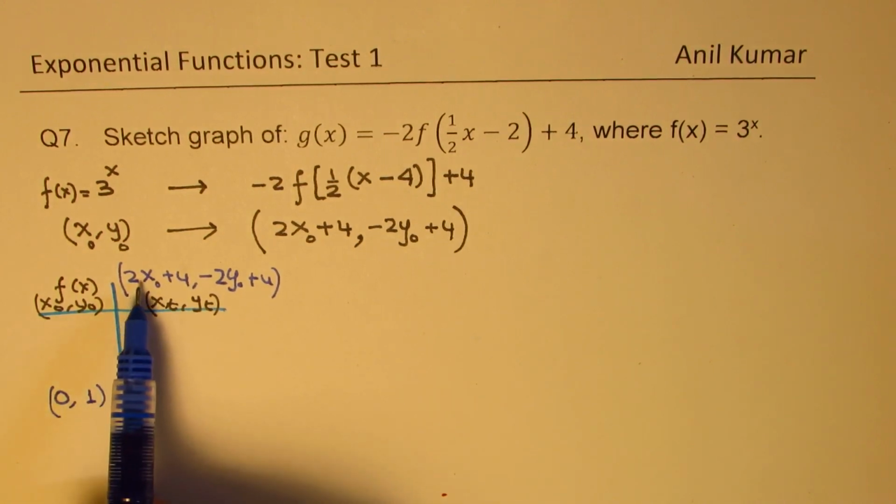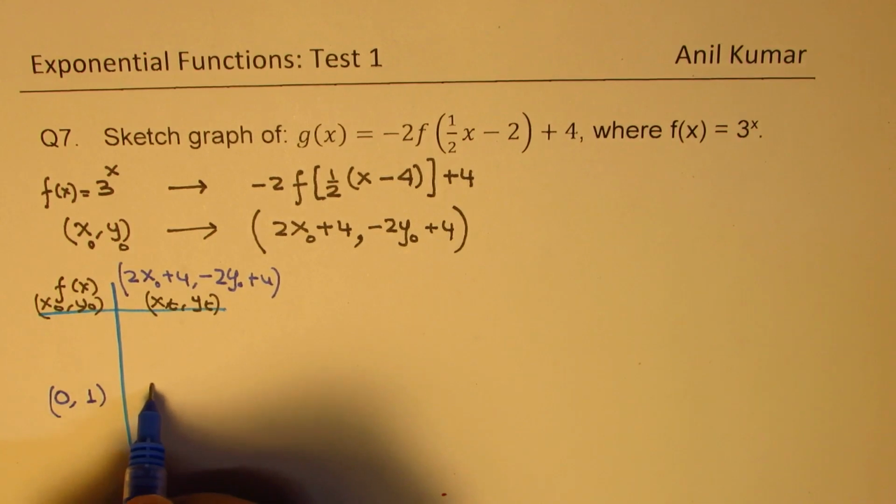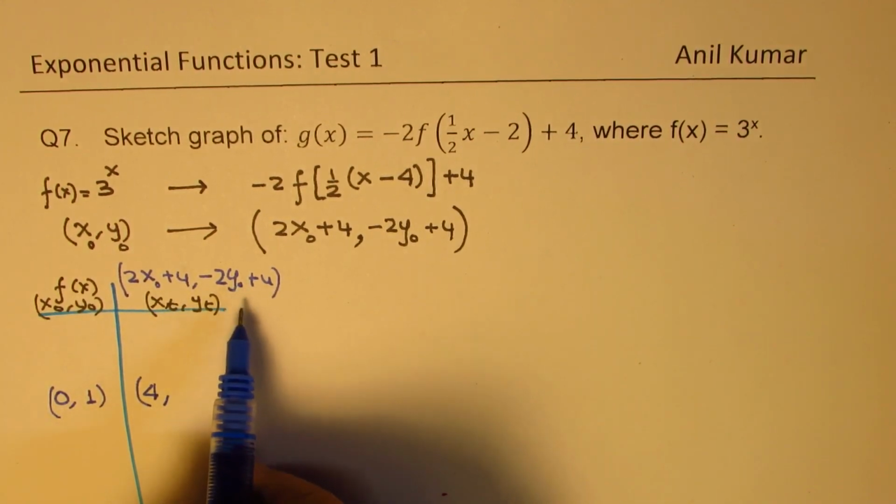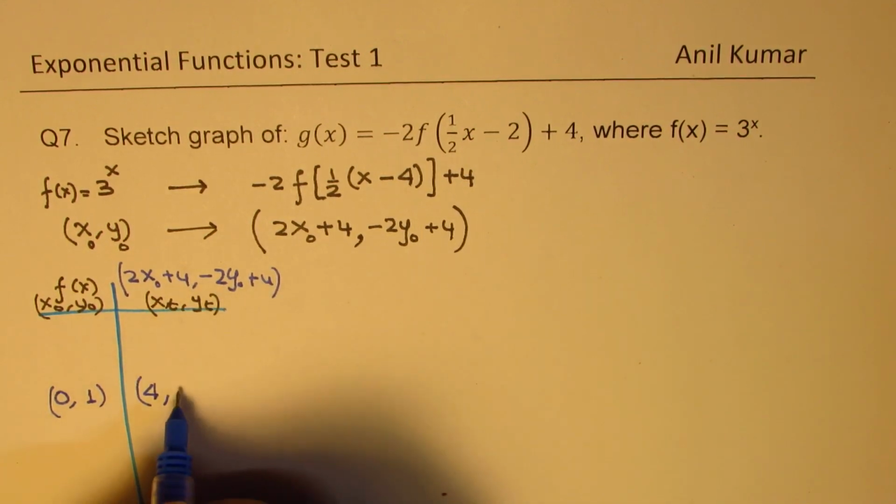Now this point gets transformed. So 0 times 2 is 0 plus 4. So we get this as 4 here, right? And y value of 1 means minus 2 plus 4, which is 2. So we get the point (4, 2).